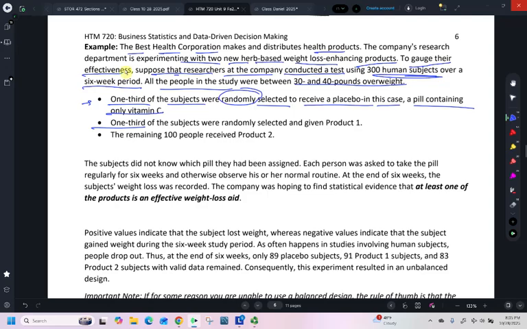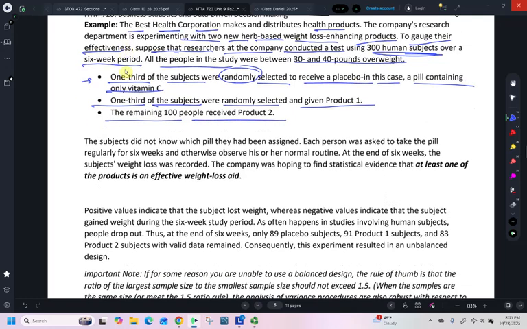The other one third of the subjects were randomly sampled and given product 1, and the remaining 100 people received product 2. The subjects did not know which pill they had been assigned. Each person was asked to take the pill regularly for 6 weeks and otherwise observe his or her normal routine. At the end of the 6 weeks, the subject's weight loss was recorded.